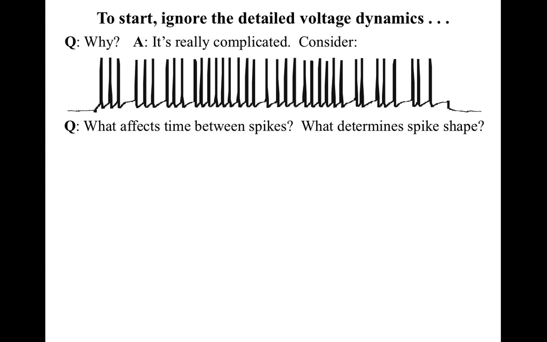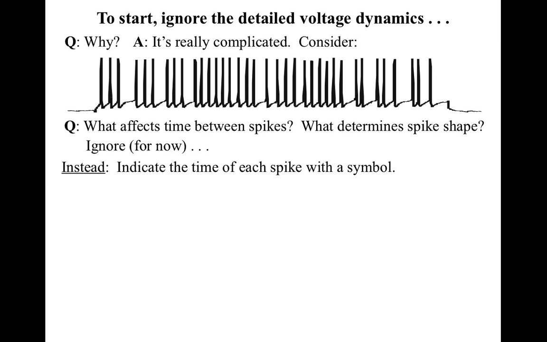We can ask lots of questions like what affects the time between spikes, or what determines the shape of the action potentials or spikes. So those are all interesting questions we can investigate, but we're going to ignore those for now. We're not going to worry about the shape of an action potential for now. And instead what we're going to do is indicate the time of each spike with a symbol.